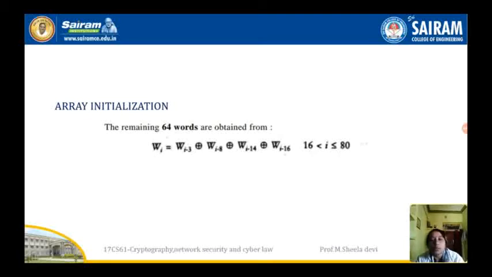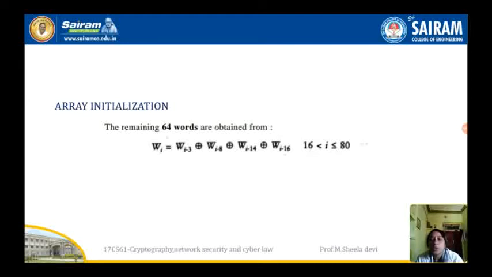From the block we got the 16 words. From the 17th word to the 80th word we have to generate. So if you take this equation, W of 17, that is word 17, can be generated like this: 17 minus 3 is 14, take word 14, XOR with 17 minus 8, which is word 9, then 17 minus 14, word 3, and 17 minus 16, word 1.